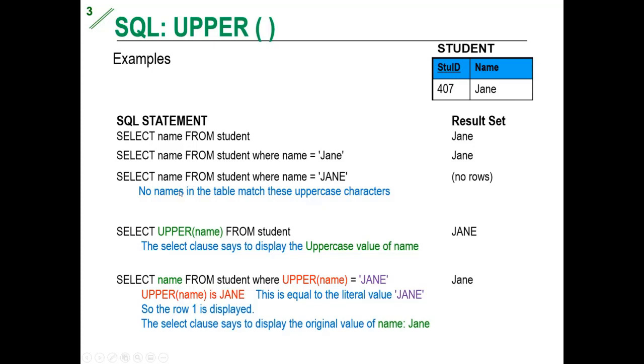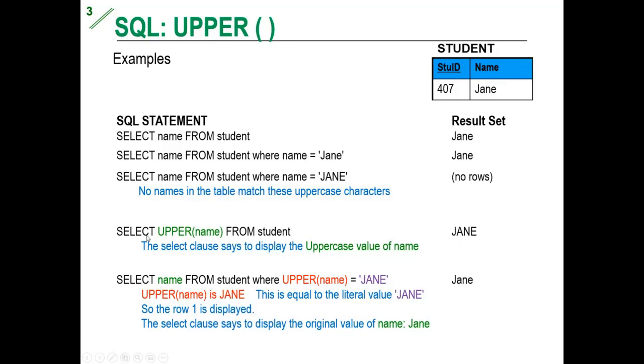How about the third one? Again, I'm running a select statement. I want the name column from the student table where the name must equal the uppercase version of Jane. Do I have an uppercase version of Jane here? No, I don't, so I'll not get any rows back. I'll get a message saying 0 rows or something like that.